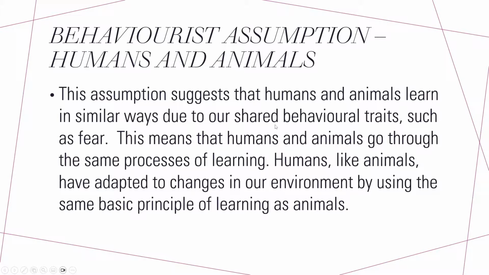So the next assumption for the behaviorist approach is humans and animals learning in similar ways. So this suggests that humans and animals learn in similar ways due to our shared behavioral traits such as fear. This means that humans and animals go through the same processes of learning. Humans, like animals, have adapted to changes in our environment by using the same basic principle of learning as animals.